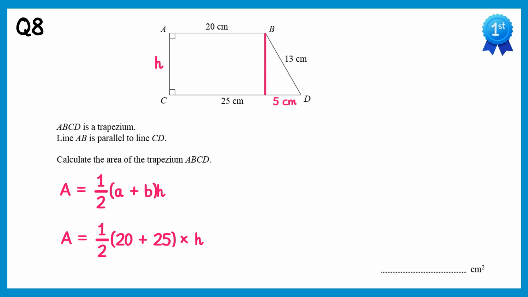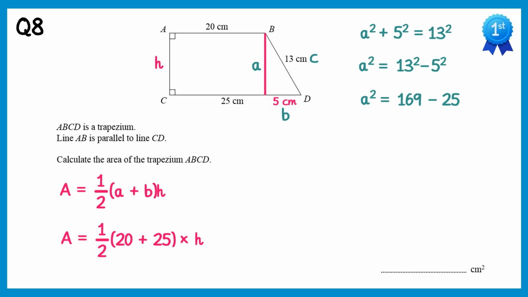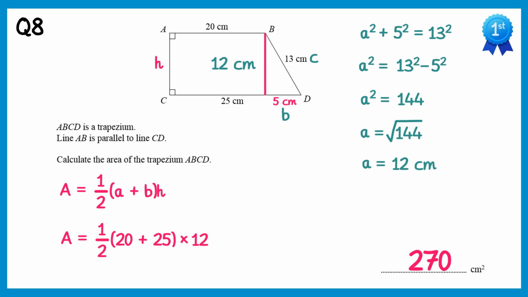So if we label the triangle like this, a, b, and the hypotenuse c, we can then do a squared plus 5 squared is 13 squared, which gives a squared is 13 squared minus 5 squared, which gives a squared is equal to 169 minus 25. So a squared equals 144, and then a is the square root of 144, which gives you 12. So the height of this trapezium is 12. We can now substitute this into our formula, and if you type all of this into your calculator, you'll get 270 centimeters squared.